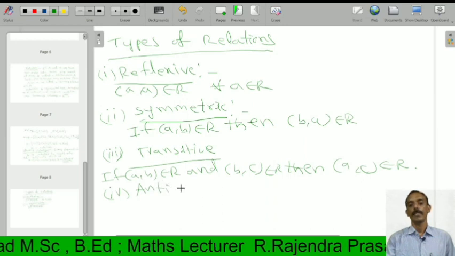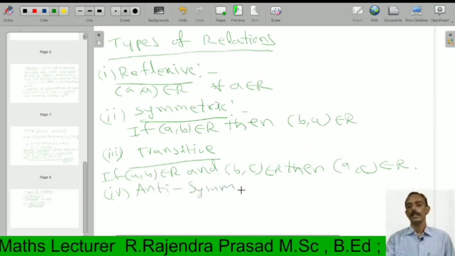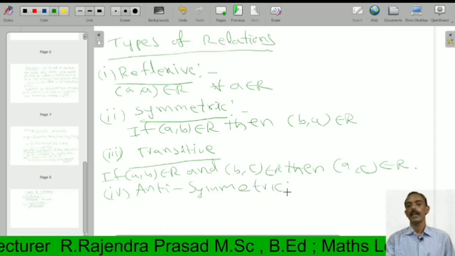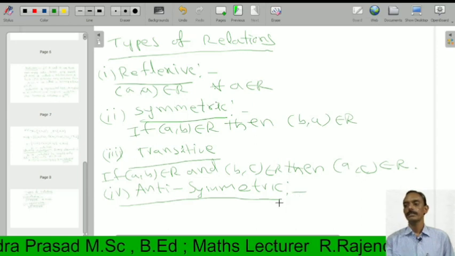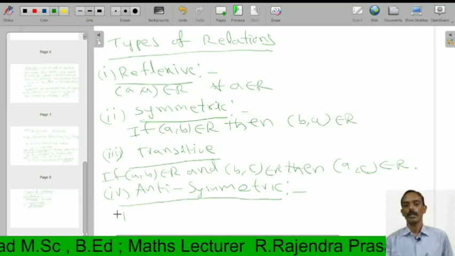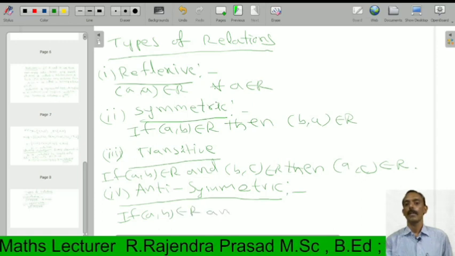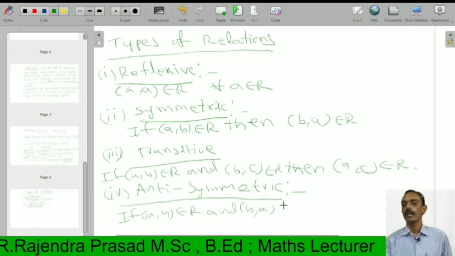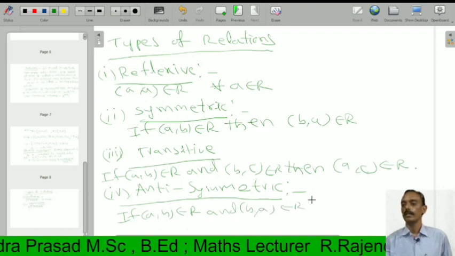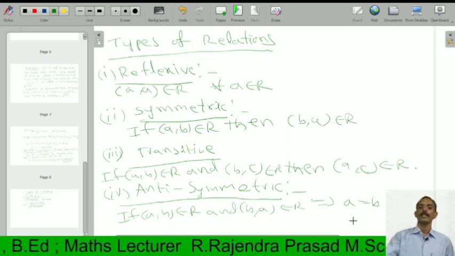Anti-symmetric. Anti-symmetric means if (a, b) belongs to R and (b, a) belongs to R, that implies a equals b. This is anti-symmetric.